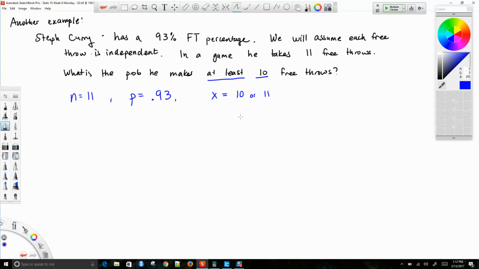Okay, and we're going to have to do 2 calculations and combine those together for this. Okay, so the at least means 10 or 11. So we do 2 calculations and add them together. Okay, so that's another example of a binomial problem. Okay, and then maybe just one more.